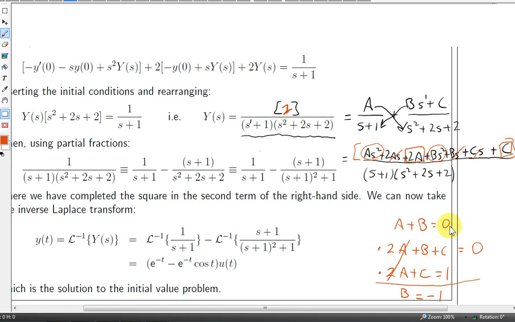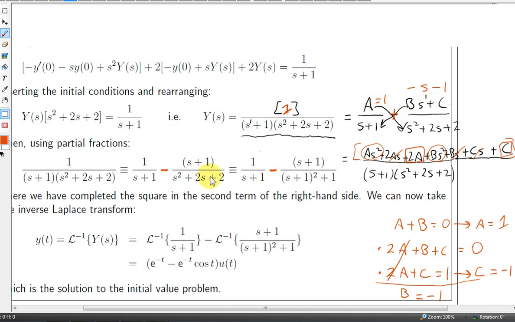So if b is minus 1, we can sub into this top equation to see that a must be plus 1. Finally we can get c. If a is plus 1 here, we have 2 plus c equals 1, which means that c equals 1 minus 2, minus 1. So a is 1, b is minus 1, and c is minus 1. So we get minus 1s minus 1 here. And that minus sign can be taken in here. So we get minus bracket s plus 1 on top. We can take the minus sign out of these two terms and bring it here where the plus sign is. So we have minus sign here.